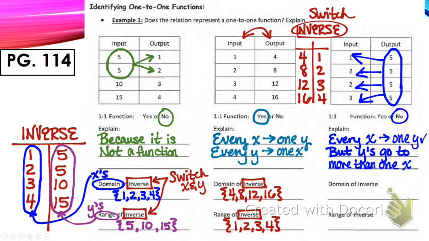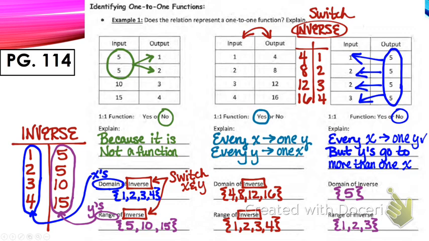All right, domain of the inverse. What would the inverse for this look like? 5. And that's it. That's the only number in the domain. What would my range be? 1, 2, and 3. Beautiful.